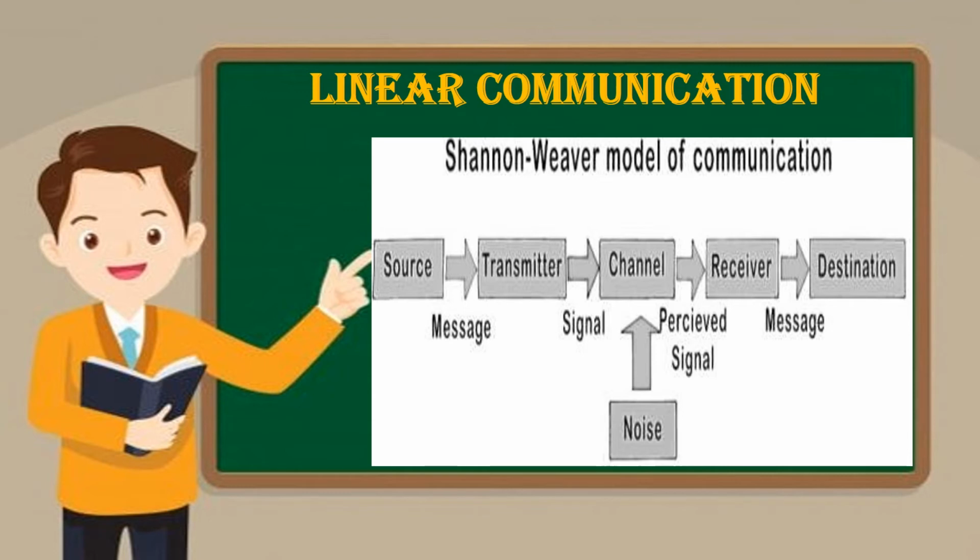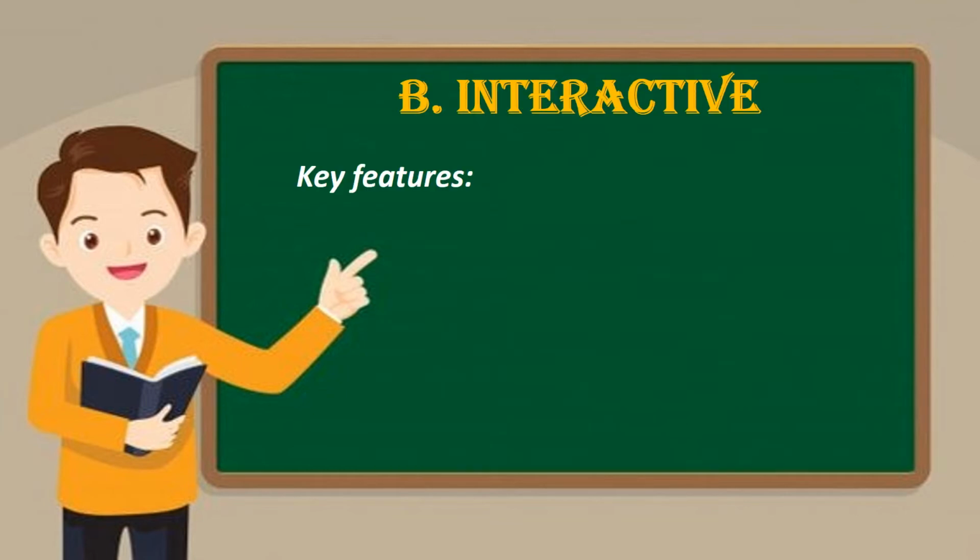As you can see on the presentation, there are five elements that comprise the Shannon-Weaver model of communication. We have the source, the transmitter, the channel, the receiver, and of course, the destination.